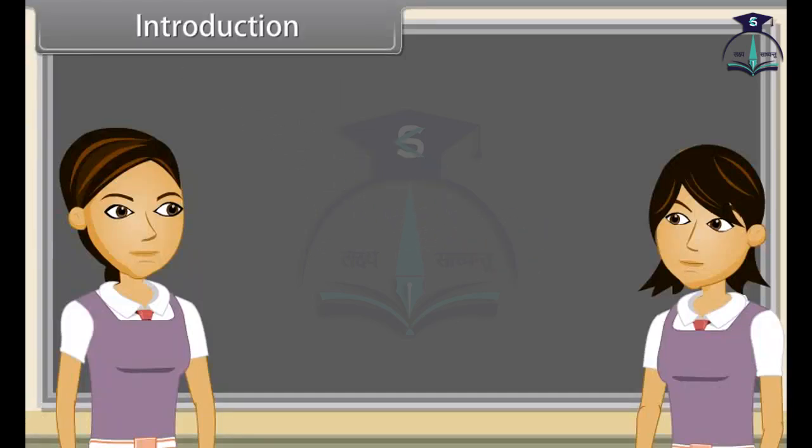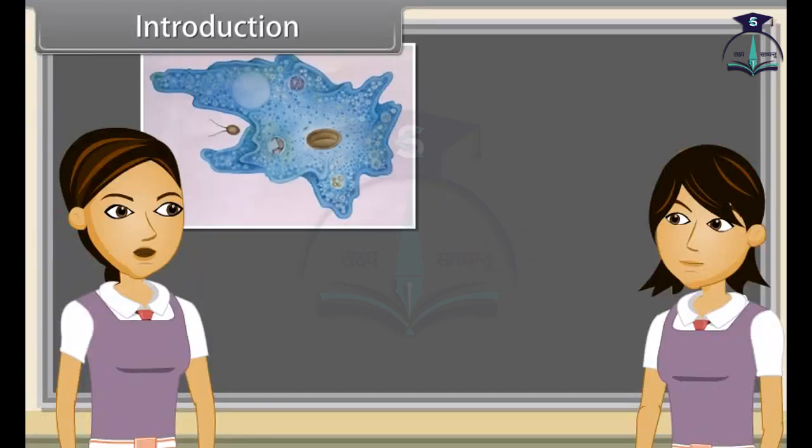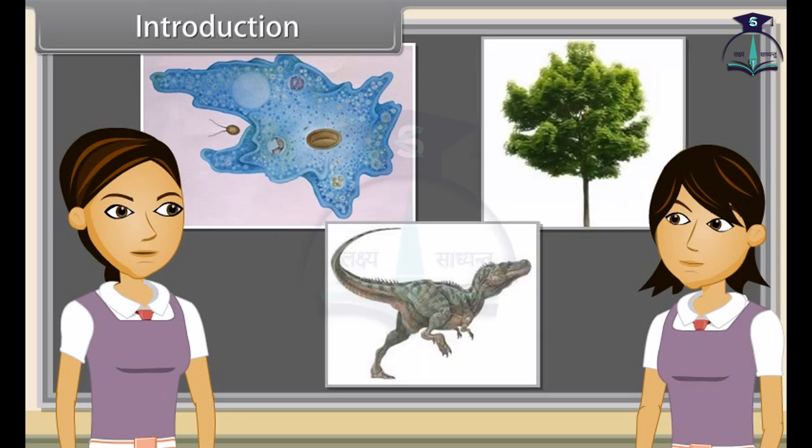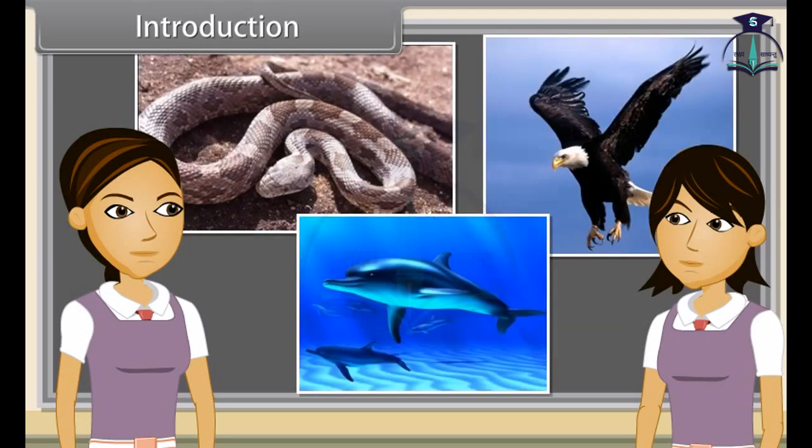Introduction. Can you name this organism? Yeah, this is amoeba. Name these organisms as well. The first one is a tree and the second a dinosaur. Identify these creatures: snake, eagle, and dolphins.